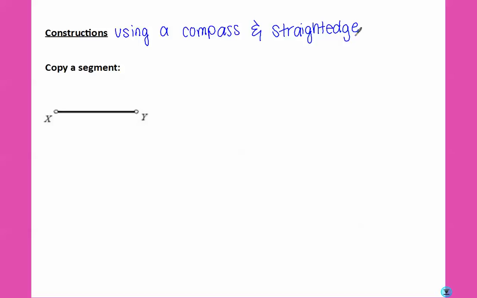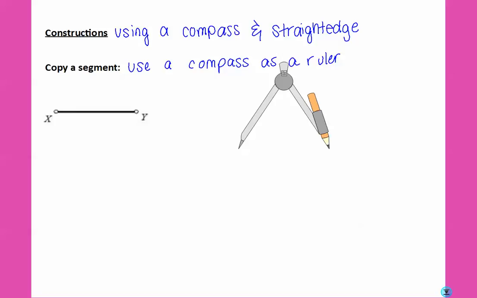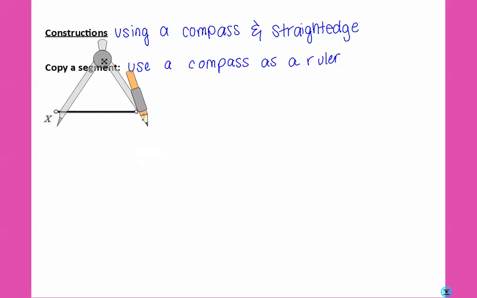So to copy a segment, we're going to use a compass as a ruler like we did to check the size of the segments at the beginning. So like I did earlier, I'm going to take the pointy end, the middle of my compass, and put it on one of the endpoints of my segment. I'm then going to adjust the size of my compass to put the pencil on the other end.